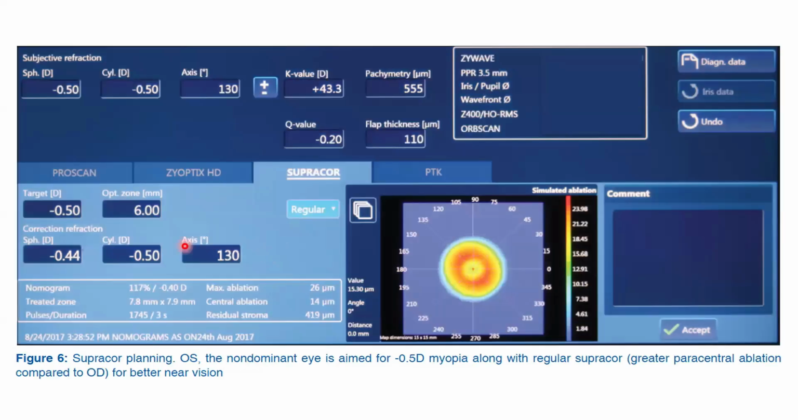Now coming to the non-dominant eye. In the non-dominant eye, again for distance, the target is minus 0.5, but we are doing a regular supracore. For regular supracore, the central ablation remains the same, and the maximum ablation in the periphery gets flattened a lot. So consequently, the center becomes more steep. Is that clear, sir?